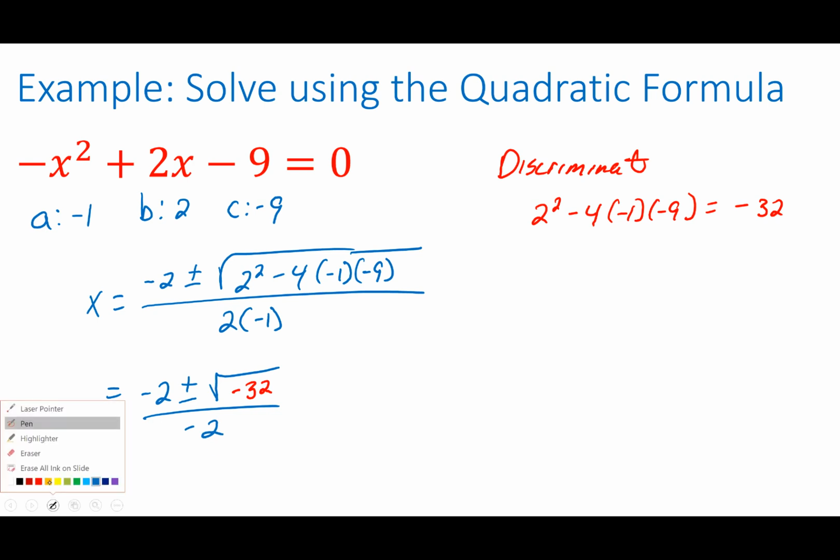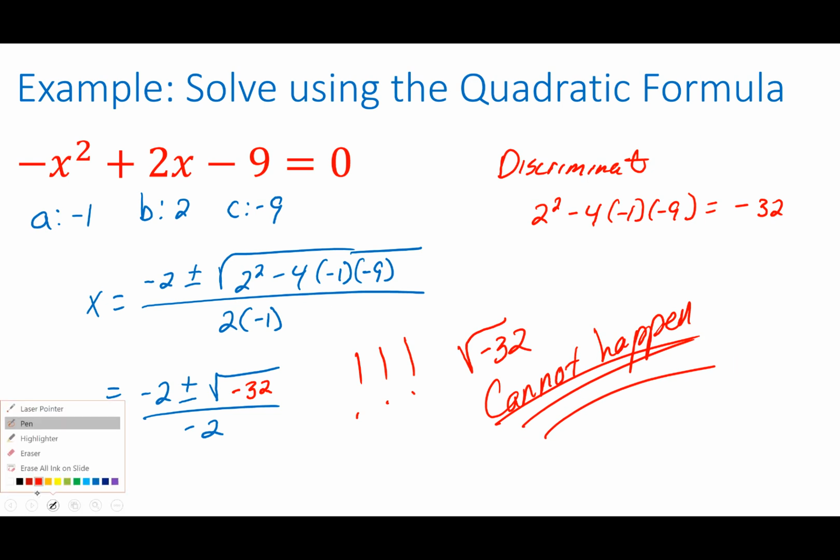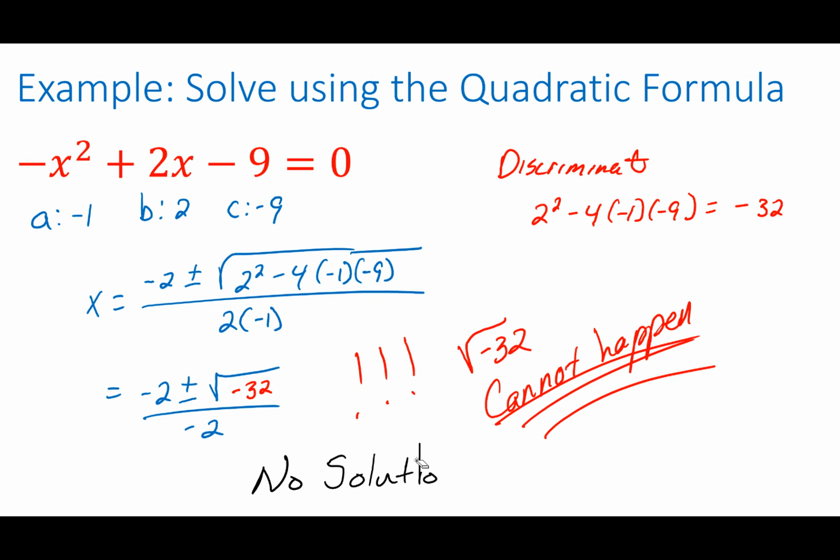All right, this should throw off an alarm in your head. We cannot do the square root of a negative number. Cannot happen. So if this ever comes up where you have a negative under a radical, you simply write no solution. And we're going to be more specific with this one. We're going to say no real solution.